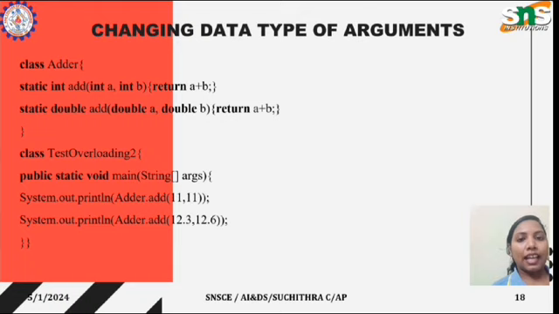They have opened the class name TestOverloading with public static void main(String args[]) as the same. Then here they have given System.out.println(Adder.add(11, 11)). For the first output it will be 22, and for the second one, 12.3 and 12.6, the output will be 24.9.